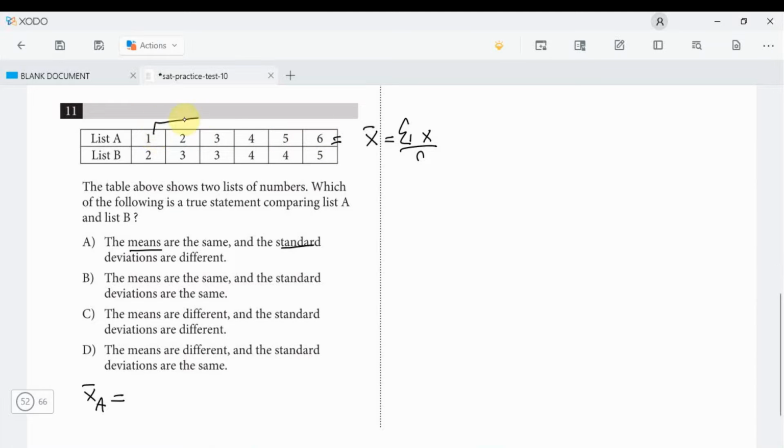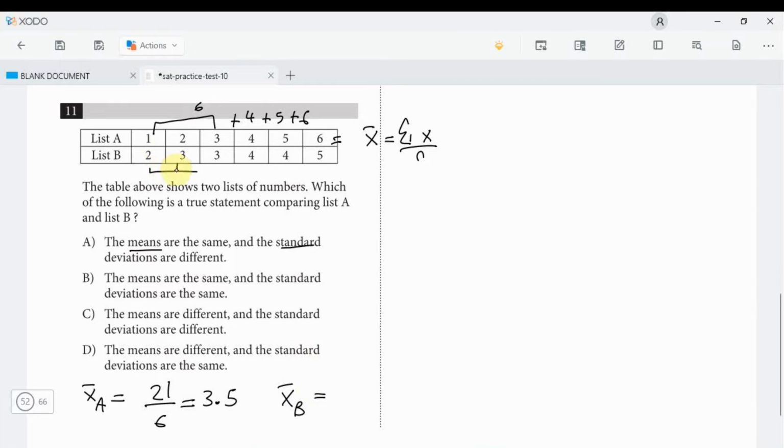So this is 6 plus 4 plus 5 plus 6. That is 21. And then we divide it by 1, 2, 3, 4, 5, 6. So the mean is 21 over 6, which is 3.5. Now for list B, so bar x B, meaning the mean for list B, add them up.